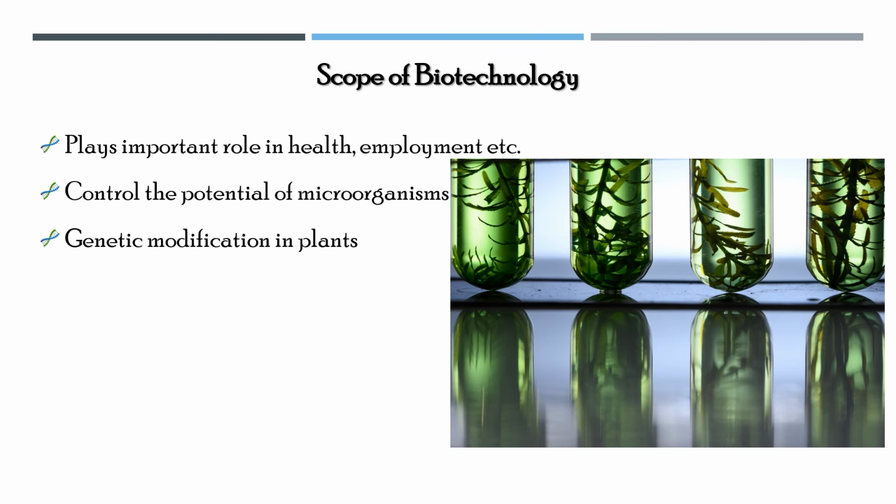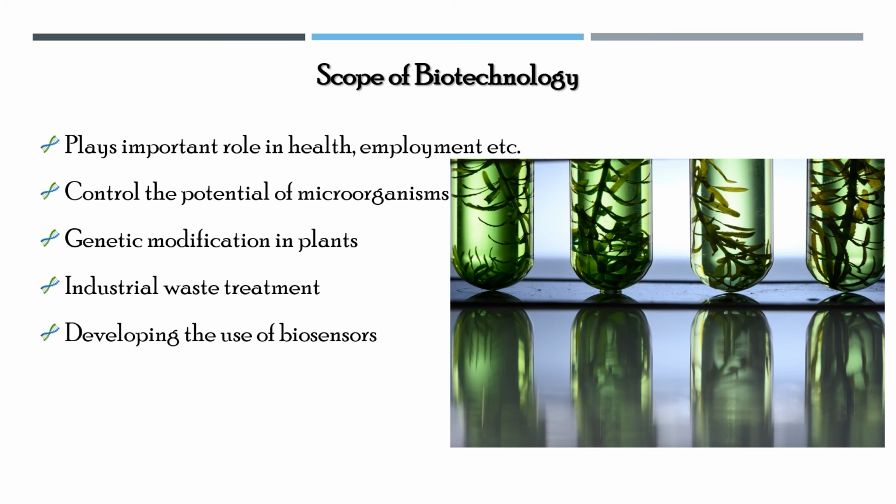So genetically modified plants or transgenic plants. So using this genetic modification and genome mapping, we can improve crop production or crop resistance to pests and diseases. So industrial waste treatment. We can find new ways to treat industrial waste for recycling of sewage sludge and developing the use of biosensors to control environmental pollution for early detection of pollutants. So these are some of the major scopes in biotechnology.